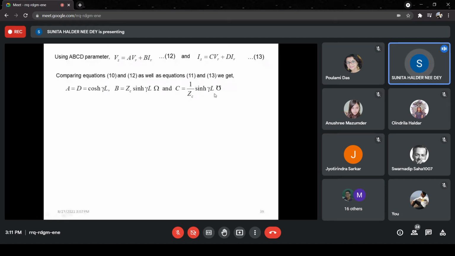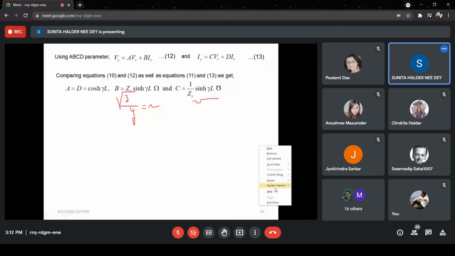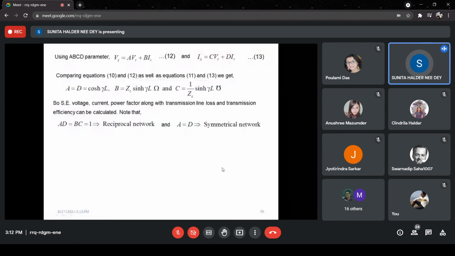Now cos hyperbolic gamma L and sin hyperbolic gamma L are all unitless, right? Now the ZC is actually root over Z by Y. We have assumed that. So actually it is an impedance, so it is in ohm. So 1 by ZC will be in mho. So the units are matching perfectly, right? And here also AD minus BC is cos square hyperbolic gamma L minus sin square hyperbolic gamma L, so it is 1. So a long transmission line is also a reciprocal network, and A equal to D, so it is a symmetrical network, right?